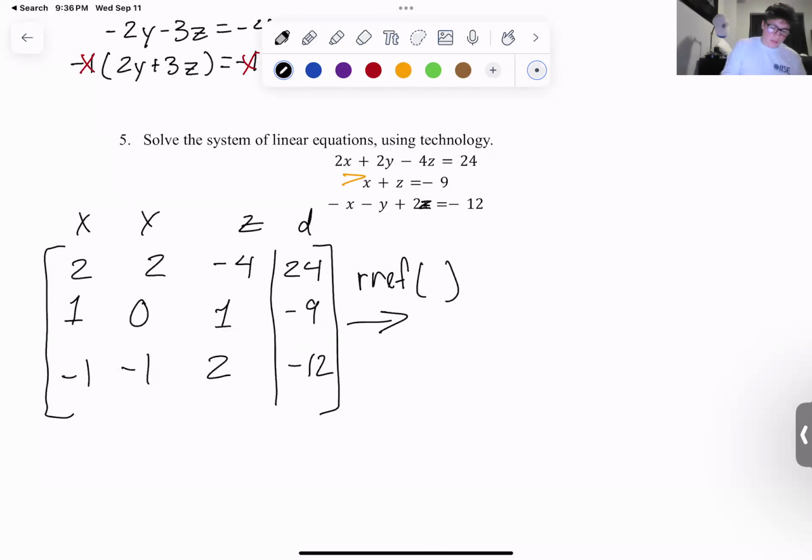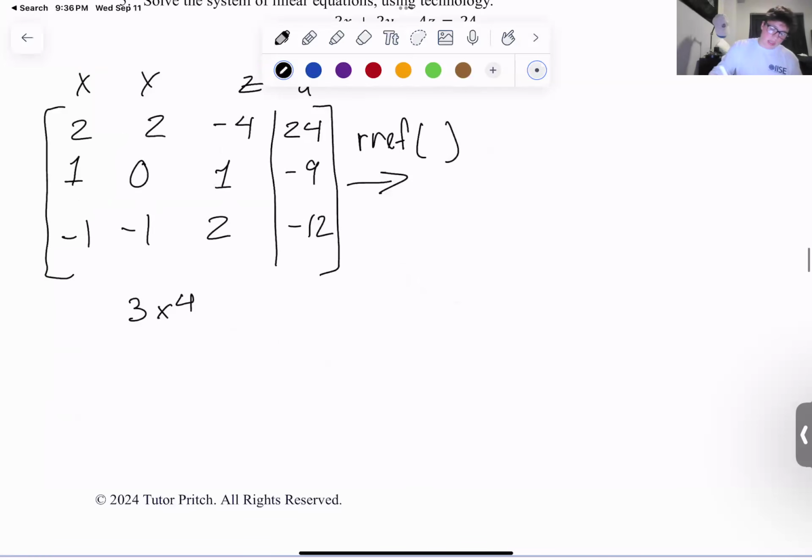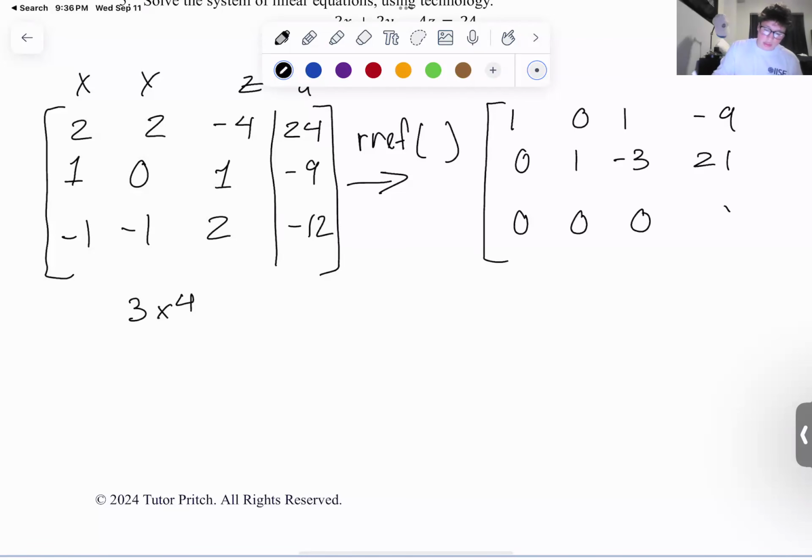But let's go ahead and put it in, right? So this is a 3x4 matrix. So you're going to go on your calculator, go into a 3x4. You're going to put in 2, 2, -4, 24, 1, 0, 1, -9, -1, -1, 2, -12. All right. And then you're going to go second matrix, math, RREF, second matrix again, put it on, and you're going to get something that looks like this. 1, 0, 1, -9, 1, -3, 21, 0, 0, 0, 0.